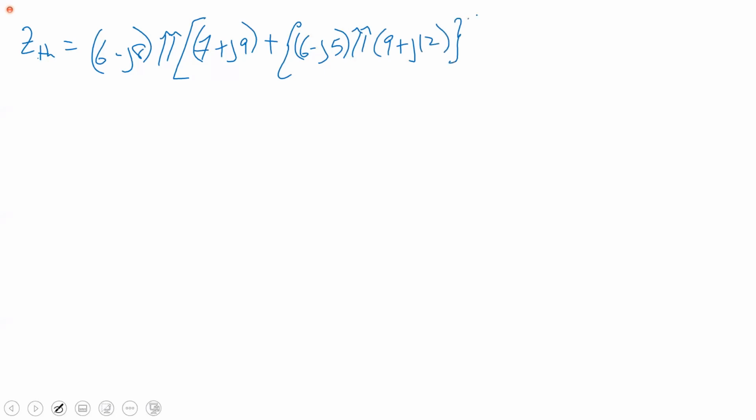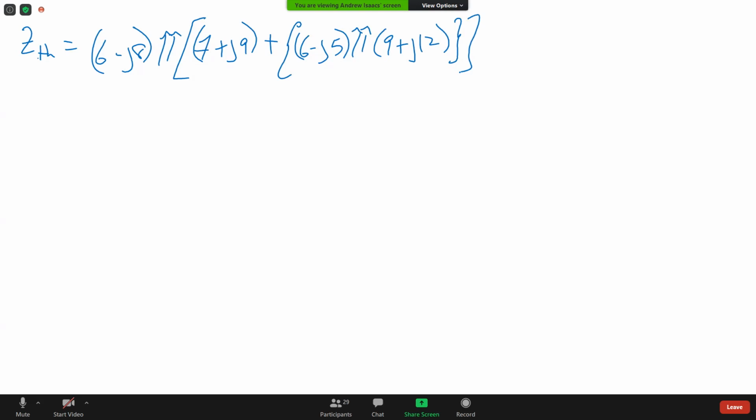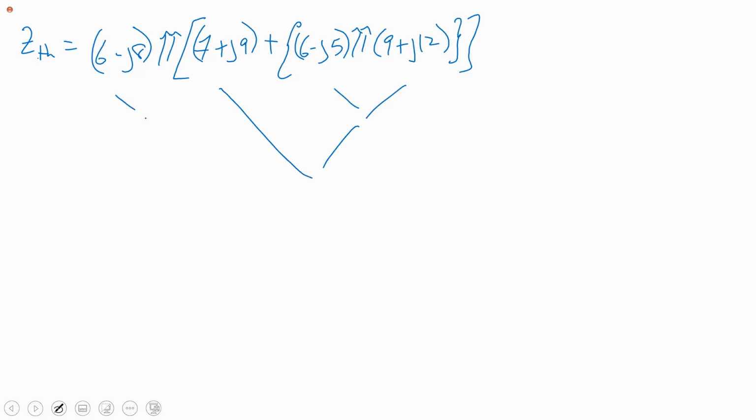Okay. All right. Of course, I know we are all experts, so we solve that, whatever it worked out to. And the value comes to 3 minus j3.155. So that is your Thevenin impedance.